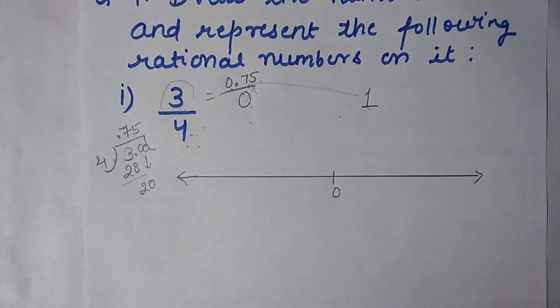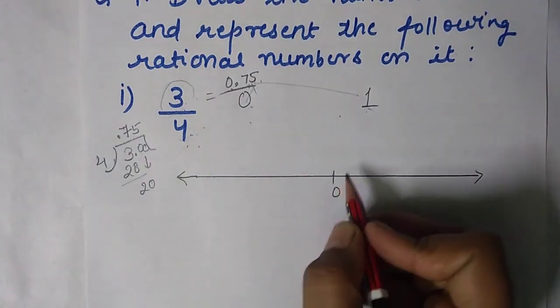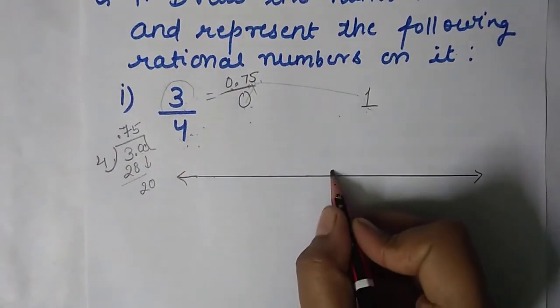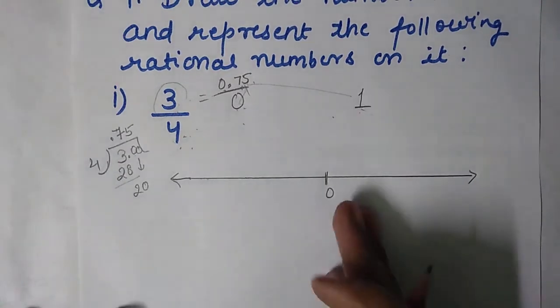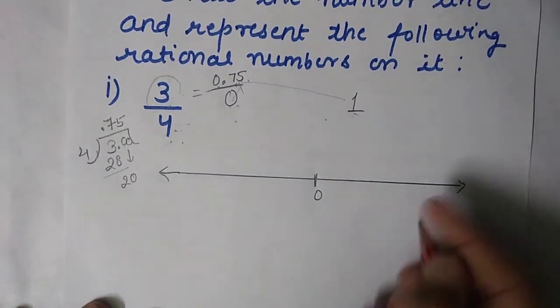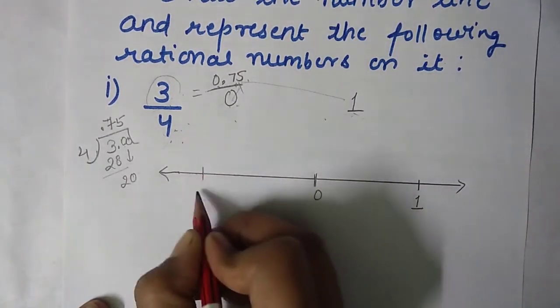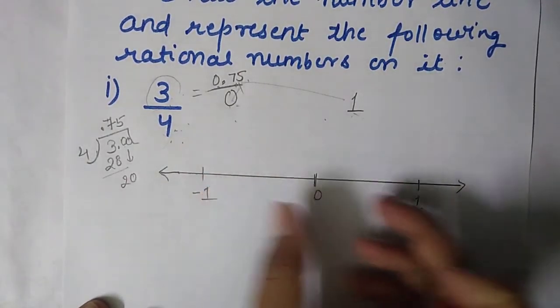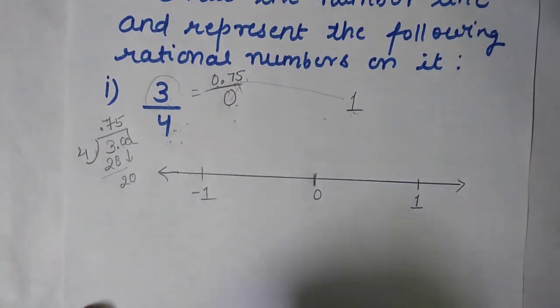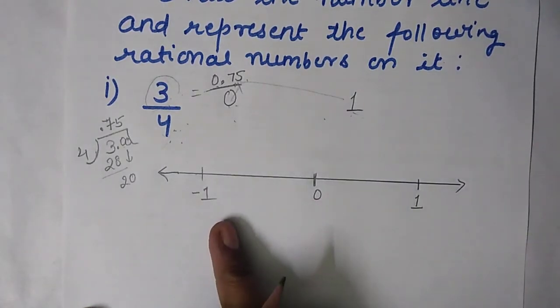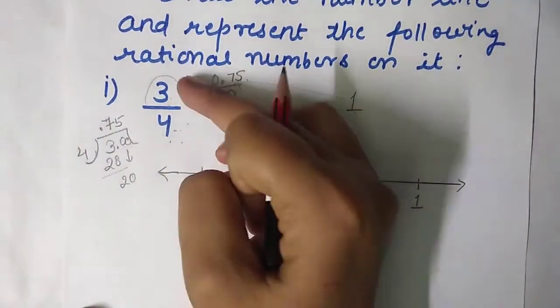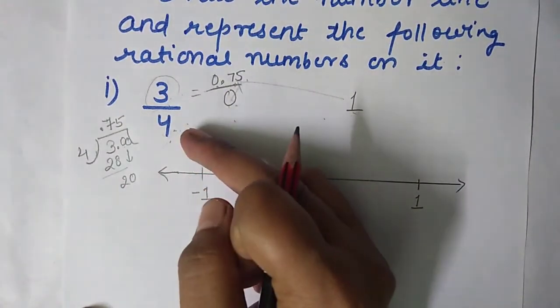Now I have to draw 0 and 1. So 0 is here, and to the right of 0 we have positive numbers, so let it be here, it is 1. And let it be here, it is -1. The gap between them must be the same. Now this is the first step: you have to find between which two integers the given rational number lies.